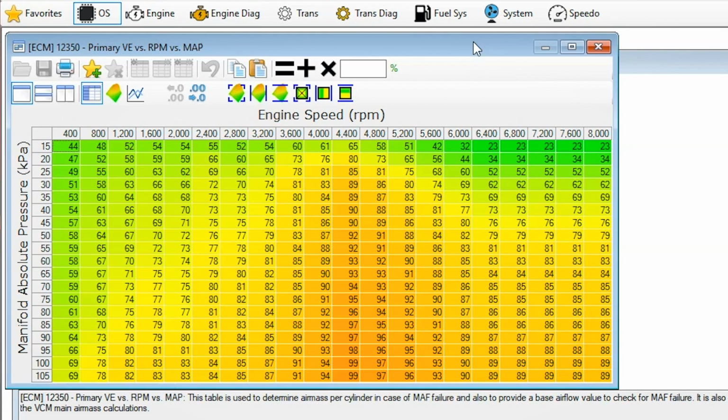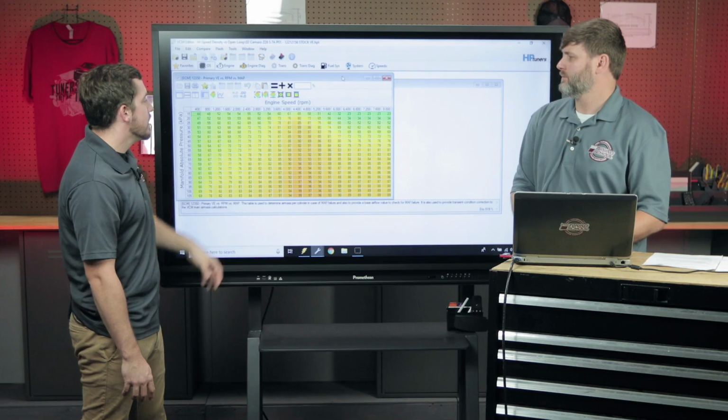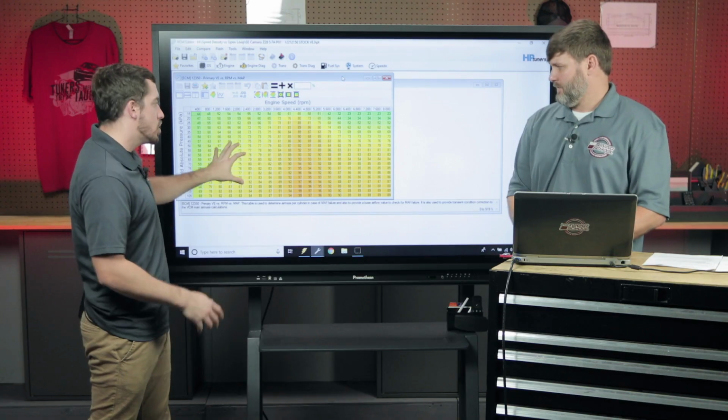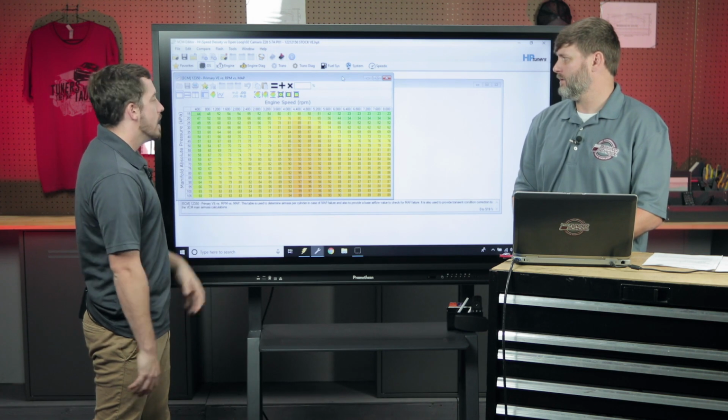Now, the data inside the table itself is usually either based off of a VE percentage, like we see here. This is a percentage of how full the engine is, or the volumetric efficiency of the engine at this point. And then we also have a reading that's going to be in an airflow number. It's a much larger number. It's a 4-digit number. Absolutely. And it's an airflow number.